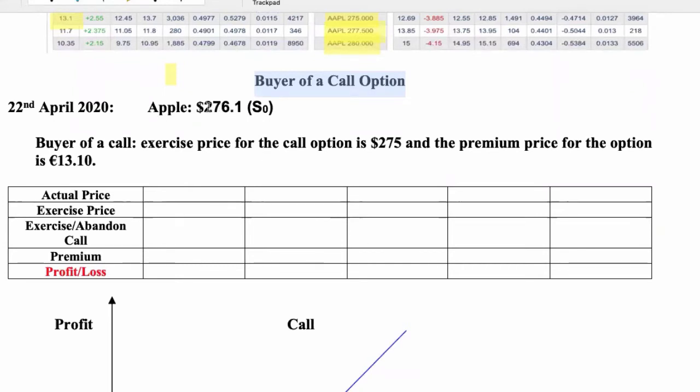So it's near the money. Look at, they're very close. And I want you to choose a value of Apple that is a lot lower than that stock and a lot higher than that stock, creating scenarios. What if Apple on the 15th of May ends up being, say, $200? And what if it ends up being $300 or any value that you want?